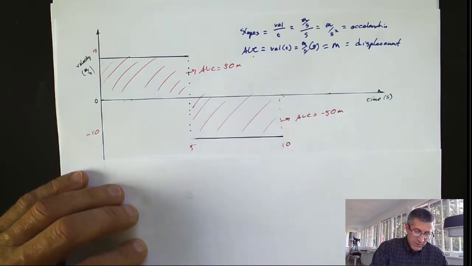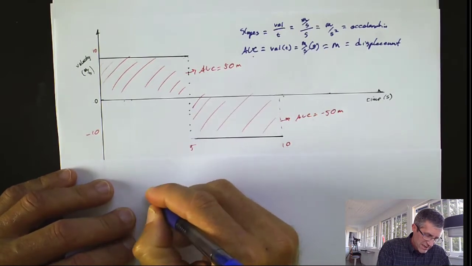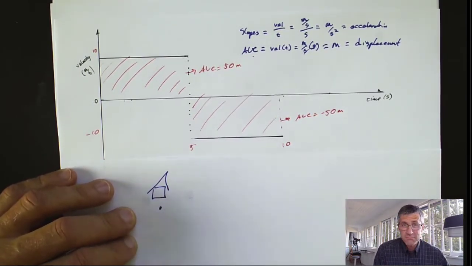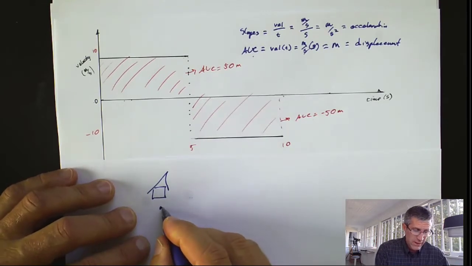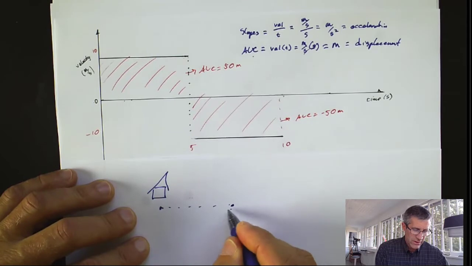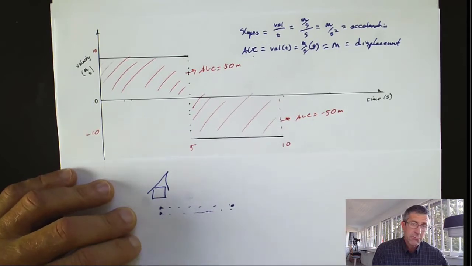So what's happening? Here I am at my tiny 20 micron house, and I could start wherever. I don't know. I'm going to start here, and I'm going to go out 50 meters, and I'm turning around, and I come back 50 meters back to where I started from.